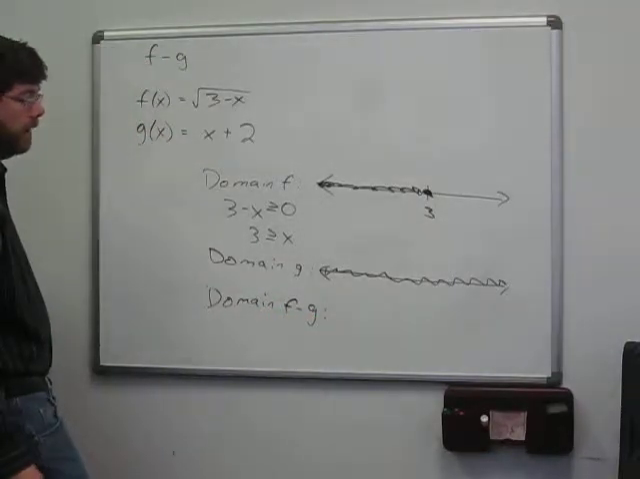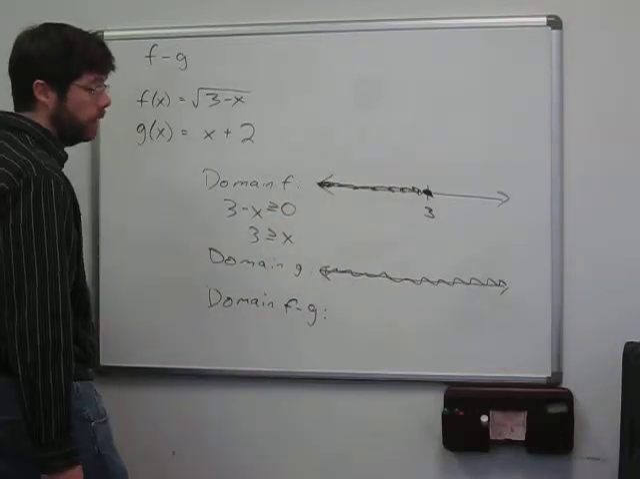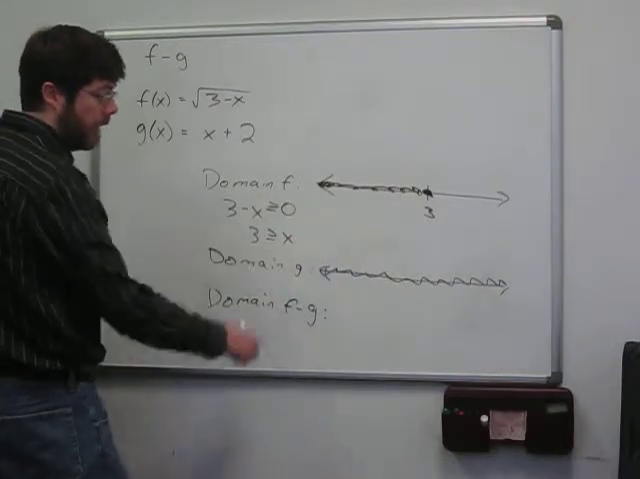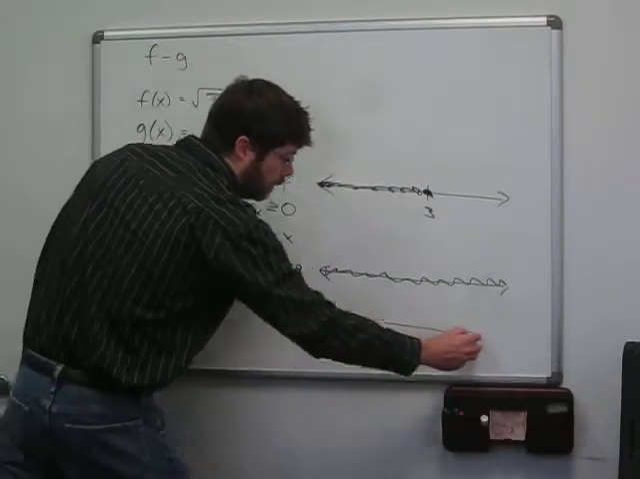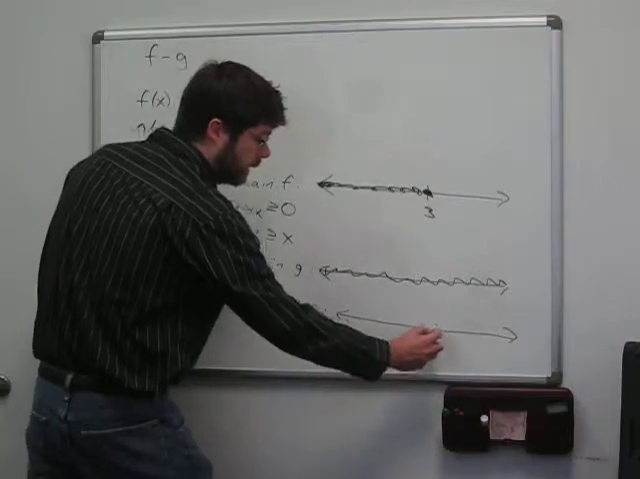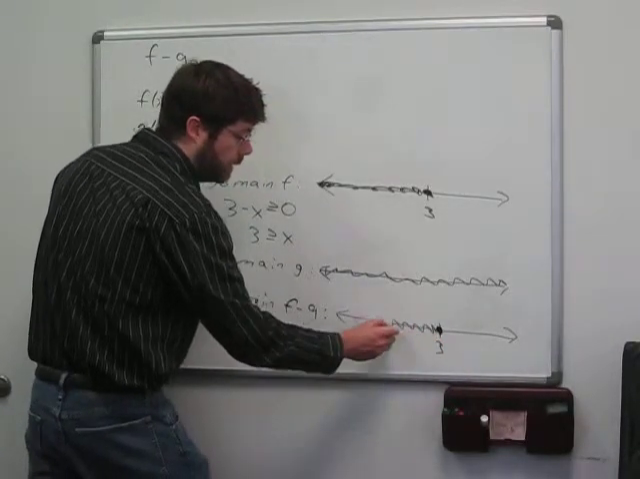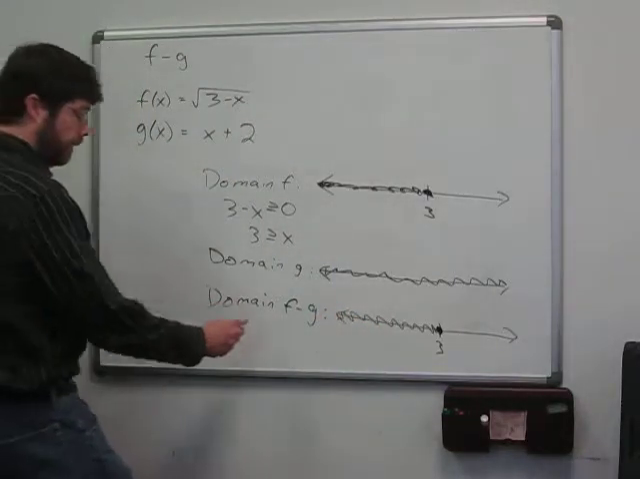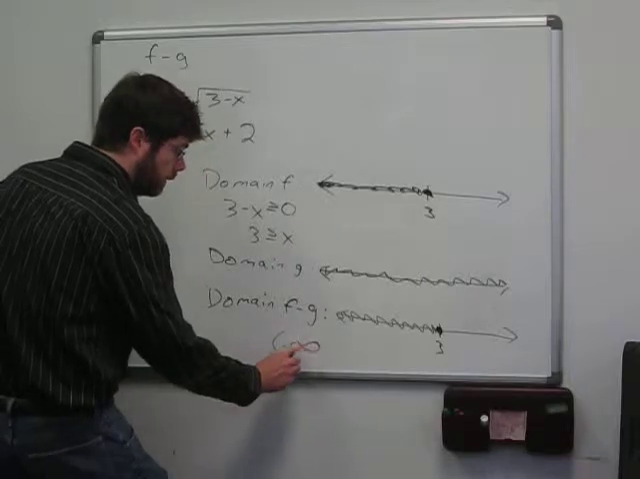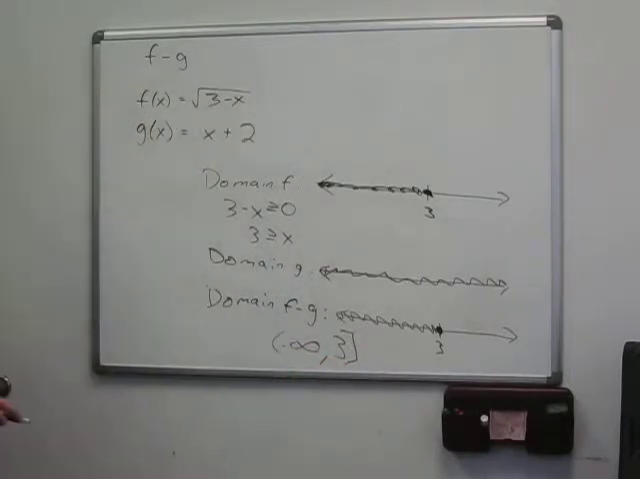So the domain of f minus g is going to be, again, the intersection of these two sets. In other words, the x's that are common to both of these graphs. Well, the x's in common are going to be 3, and all the x values less than 3. In interval notation, -∞ to 3 with a bracket, using the bracket because 3 is included in the domain.